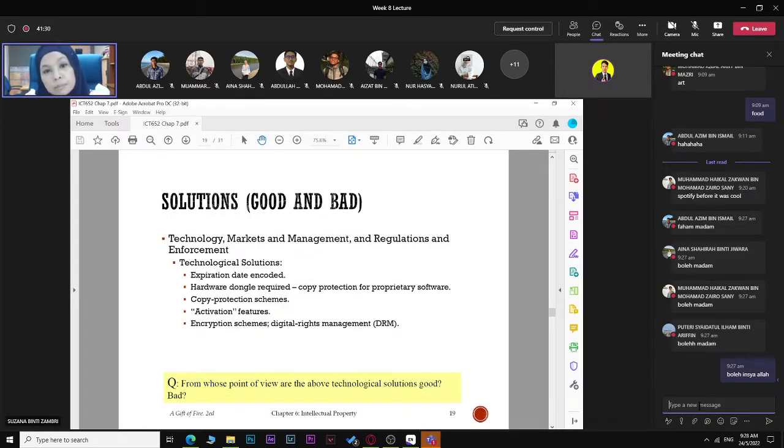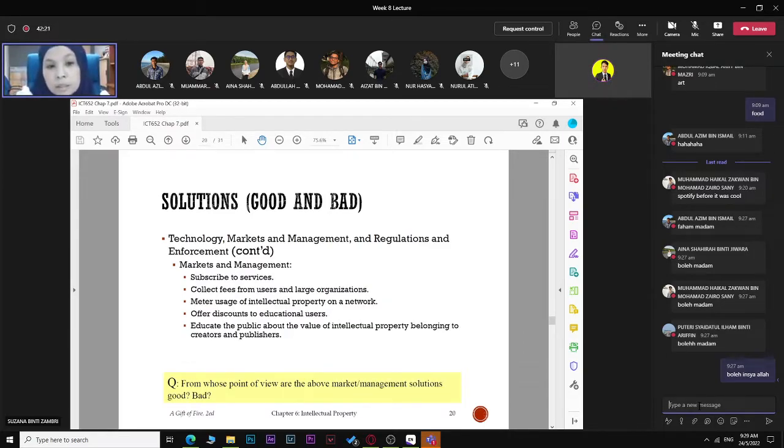So, like we said from the beginning, despite we have all of these intellectual property, copyrights, patents, so on and so forth, but people still violate all this, kan? So there are a few solutions that we try to implement in order to protect intellectual property. For example, dari segi teknologi, certain software ada expiration date encoded. Hardware kita pakai dongle, and then ada copy protection schemes, ada activation features for software, and then ada encryption schemes, digital right management, and so on and so forth. So those are the things that we try to do to protect intellectual property of softwares and technology that being invented. And then some kena subscribe to services.